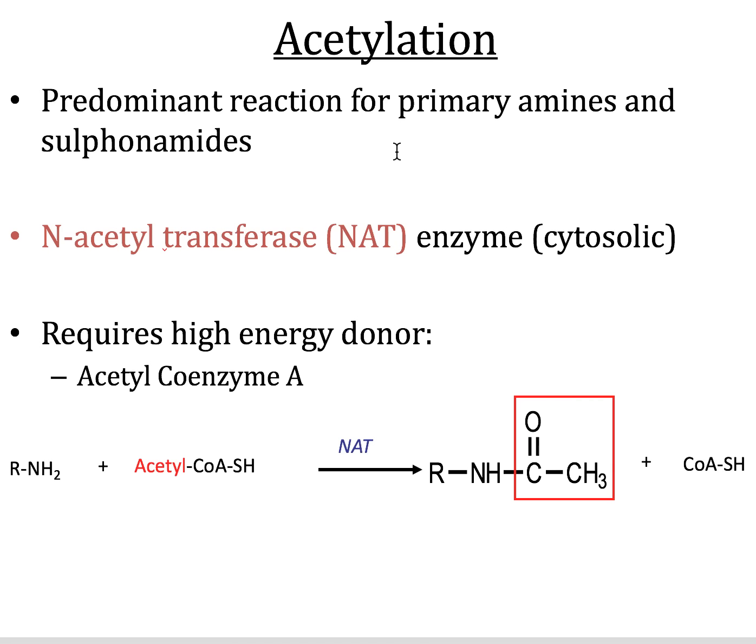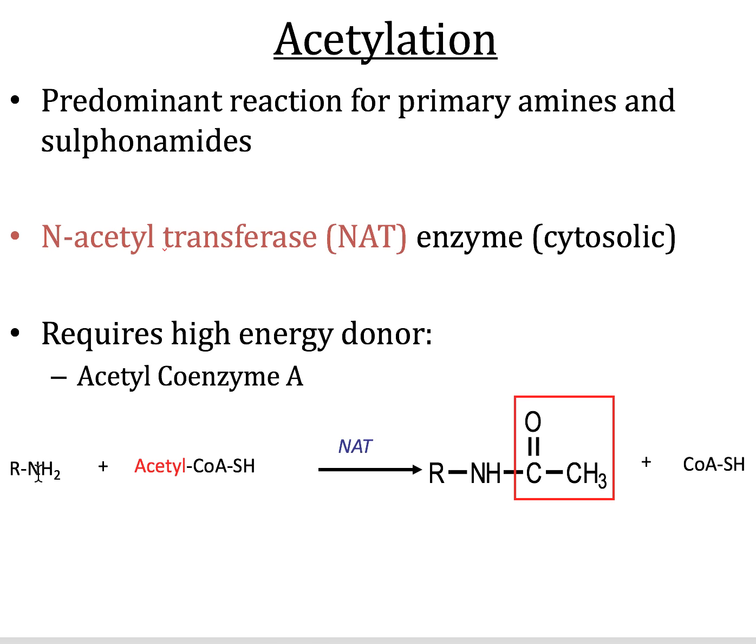Now, acetylation is the next type of reaction involved with phase 2 metabolism, and it usually involves the enzyme N-acetyltransferase, and it takes place in the cytosol. It usually requires a high energy donor, acetyl coenzyme A, which you might be aware of from cellular biochemistry, from the production of glucose. So in the link reaction, that is.